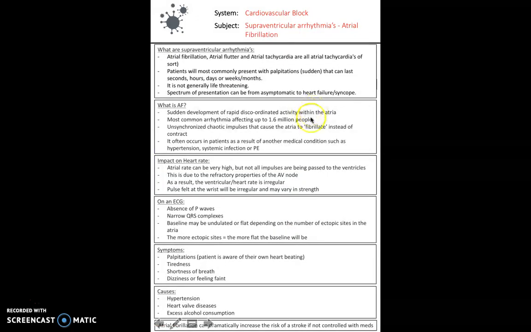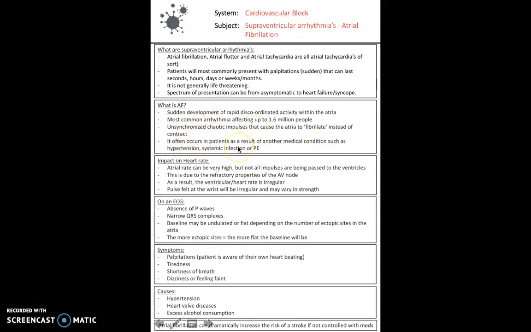Now, following looking at ventricular fibrillation, we can also look at atrial fibrillation. So exactly the same thing is going on now within the atria as what was just occurring within the ventricle. So AF, or atrial fibrillation, is a sudden development of rapid discoordinated activity within the atria, and it's actually really common, affecting up to 1.6 million people. Essentially, it's that chaotic, unsynchronized impulse again that's causing the atria to fibrillate and therefore causing an impediment on actually passing blood to the ventricles.